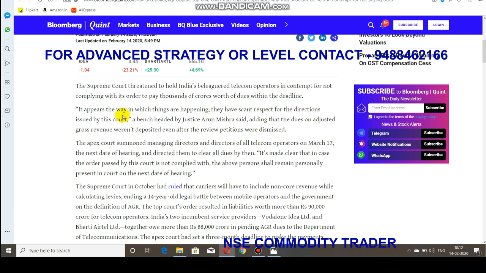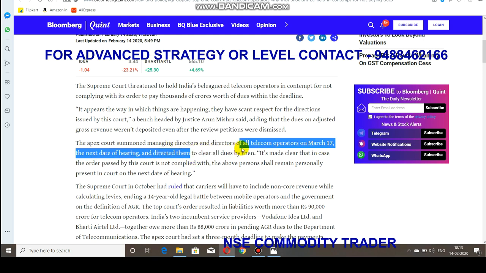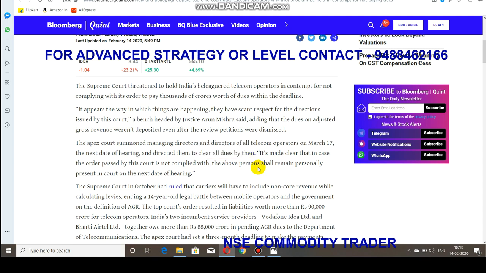The Supreme Court today said they don't have any respect for the court's directions, as stated by Justice Arun Mishra. The Apex Court summoned the managing director and director of the telecom operators on March 17, the next date of hearing, and directed them to clear all dues.